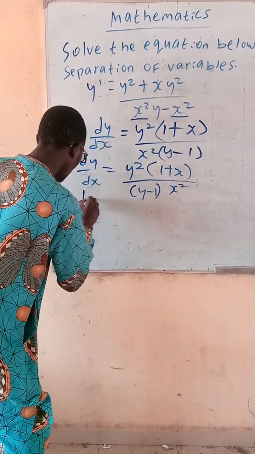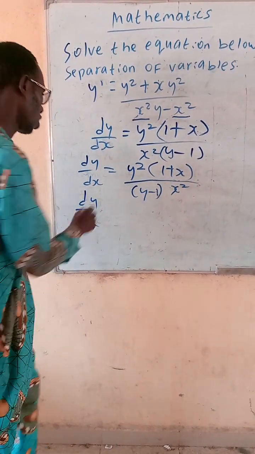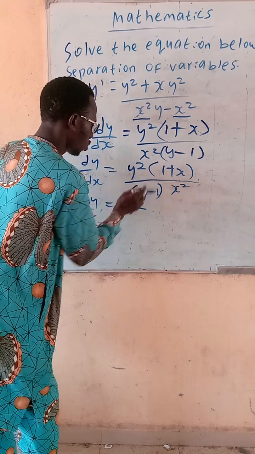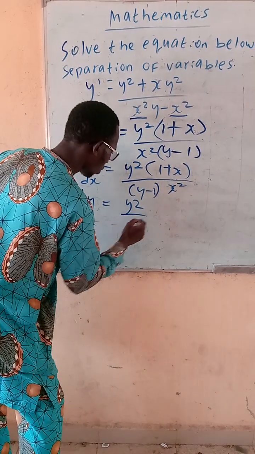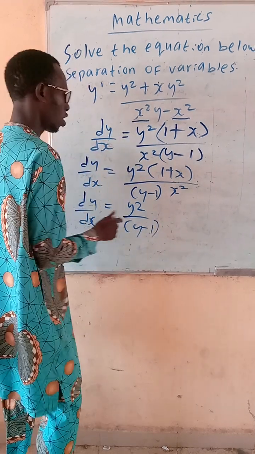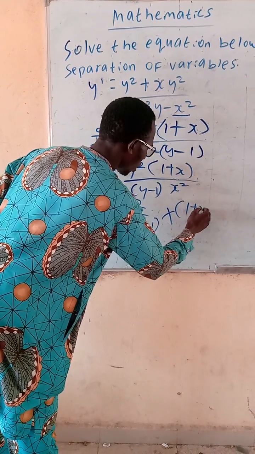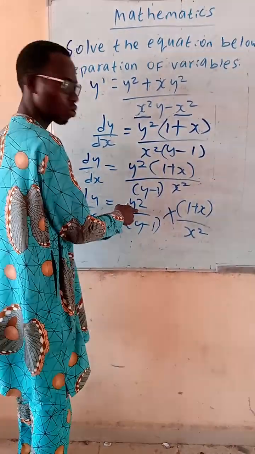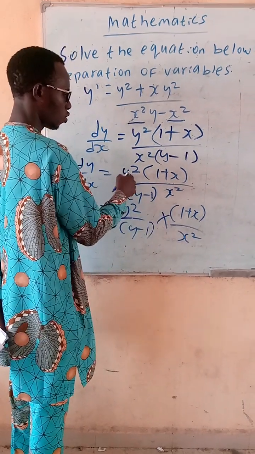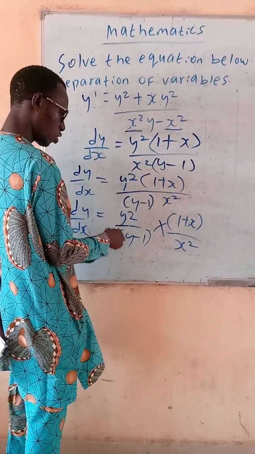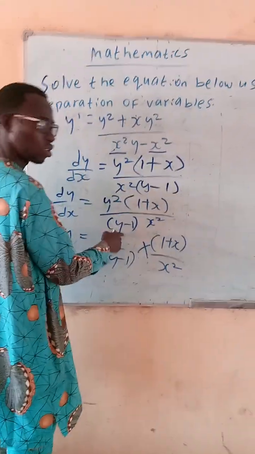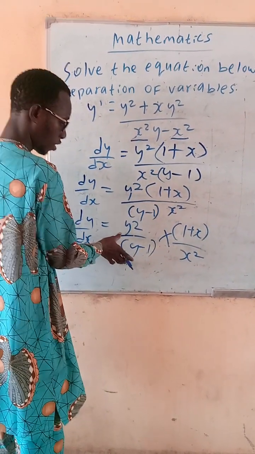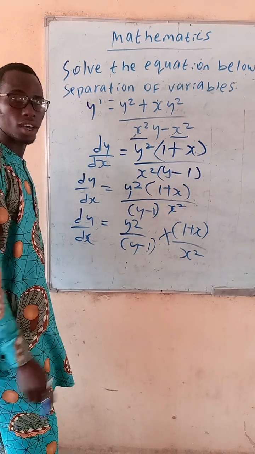So what do we have now? We have dy/dx equals to y squared. Of course, you agree with me that it's the same thing as y minus 1 multiplied by 1 plus x all over x squared. This one is the same thing as this, because when you say y squared multiplied by 1 plus x, it will give you this. When you say y minus 1 multiplied by x squared, it will give you y minus 1 x squared. So this one is the same thing like this, and this is the same thing as this. Have you seen that now?